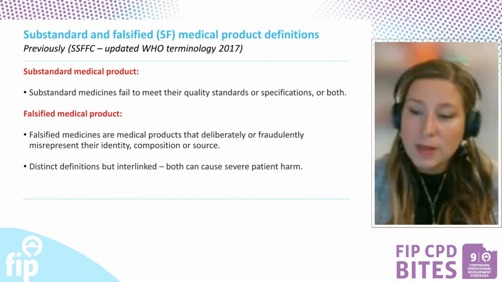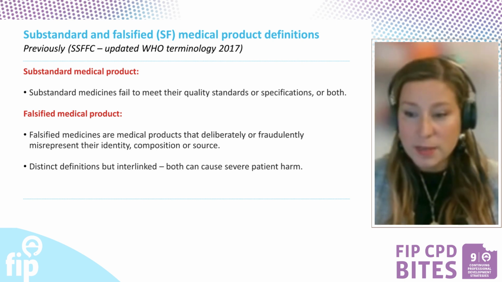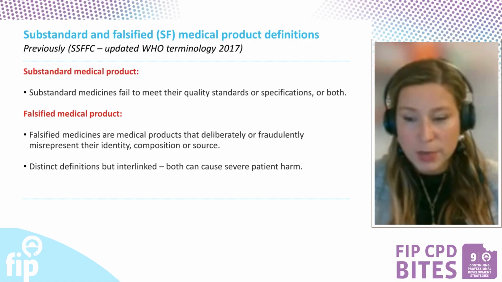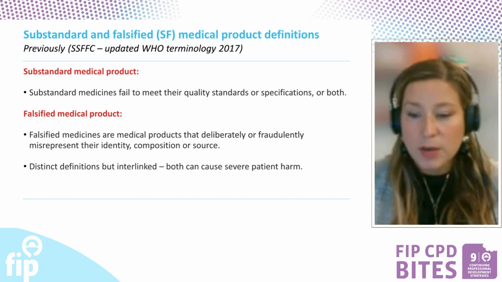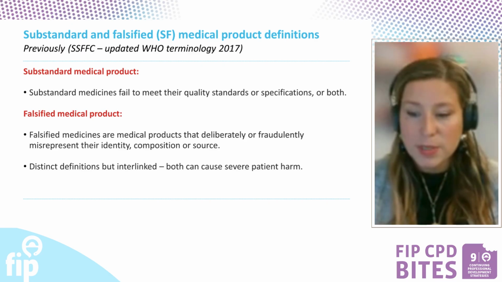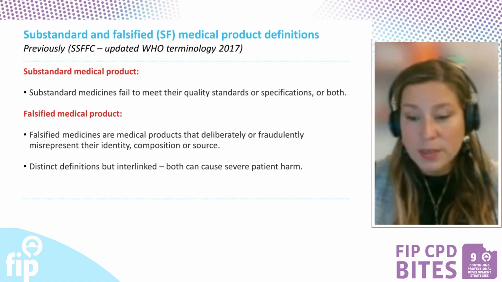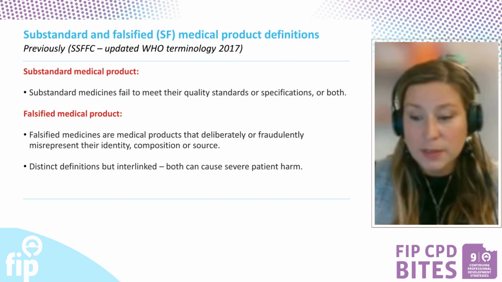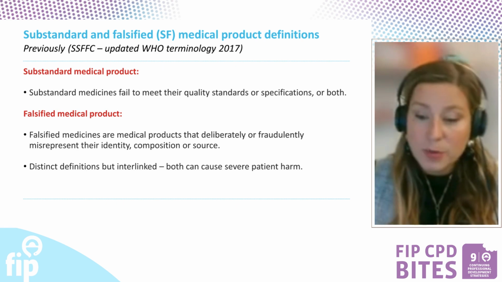These are ones that fail to meet quality standards or specifications. This usually happens unintentionally, for example, through manufacturing errors, poor storage, or degradation in transit. But the key thing here is that there is a legitimate manufacturer, whereas falsified medical products, by contrast, are deliberately or fraudulently misrepresented in their identity, composition, or source. These are made to deceive, often containing wrong ingredients, no active ingredient, or even harmful toxic substances. And so the act of deceit in this instance is criminal.